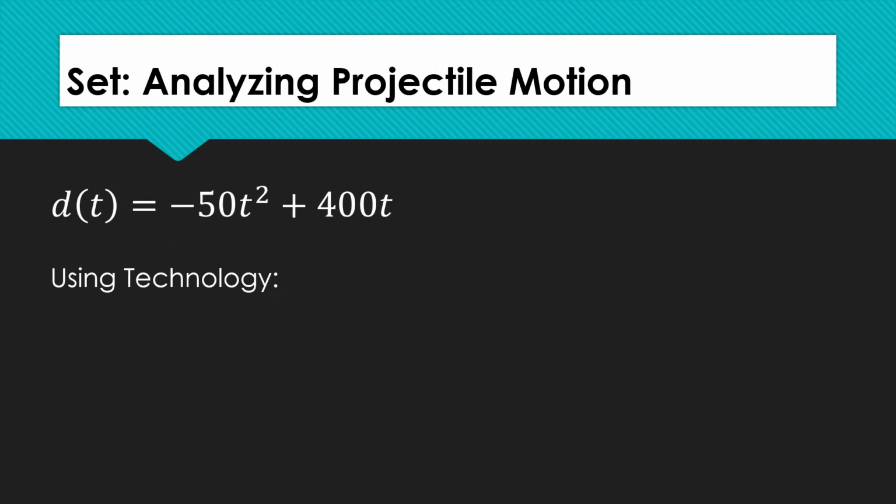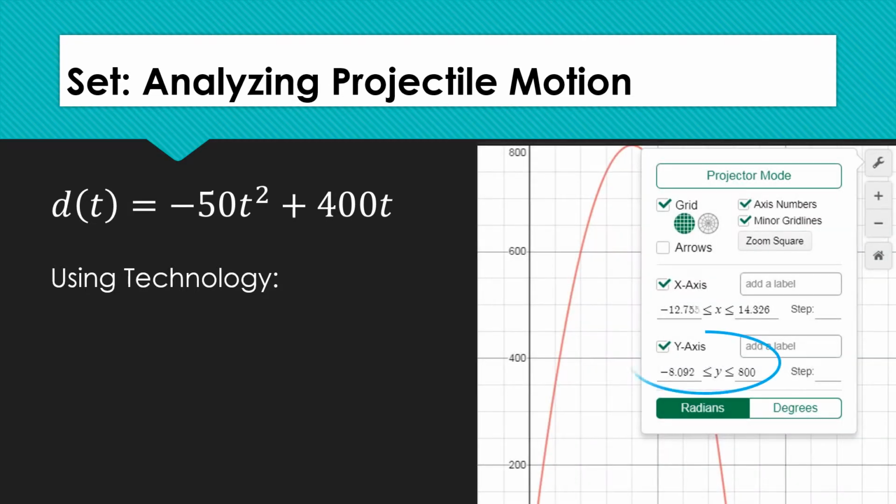In the Set section, you're going to be analyzing and practicing projectile motion problems similar to the problems that we did in class today. You're going to want to use technology for this, either the Desmos calculator or your graphing calculator. You'll want to set the parameters for your y-axis as shown in this video.